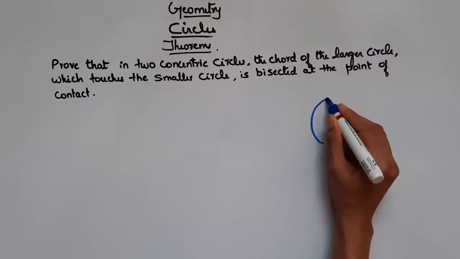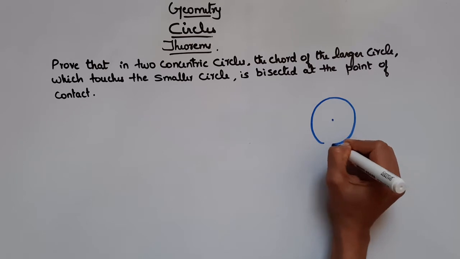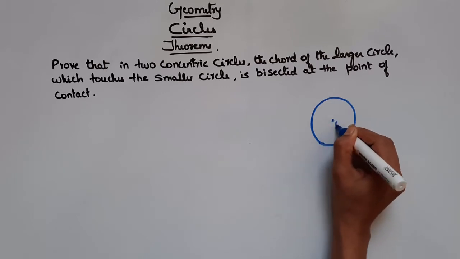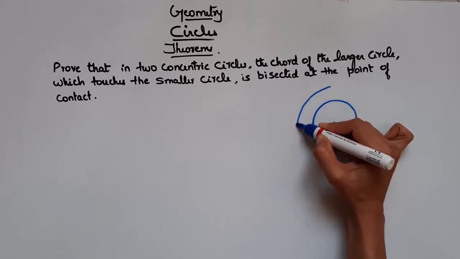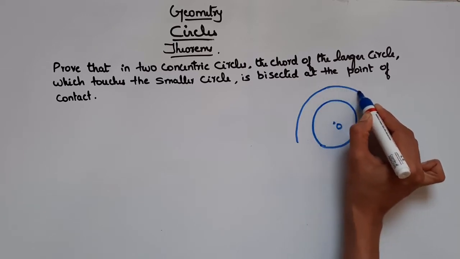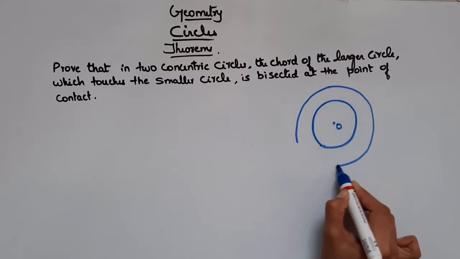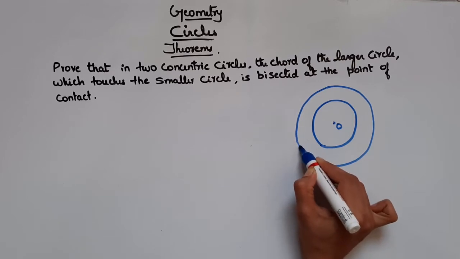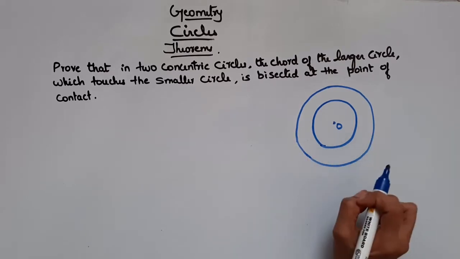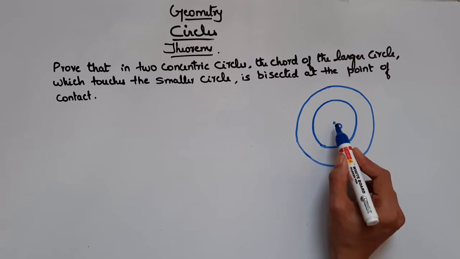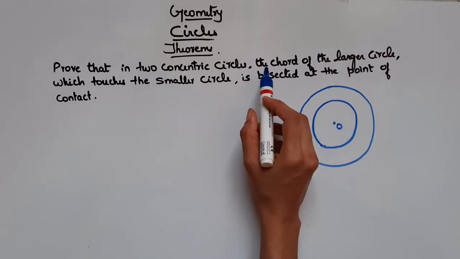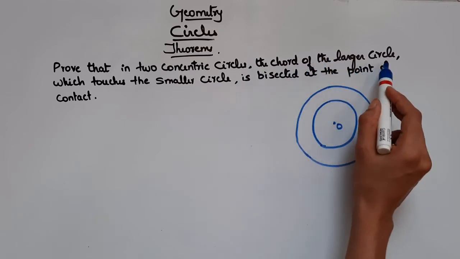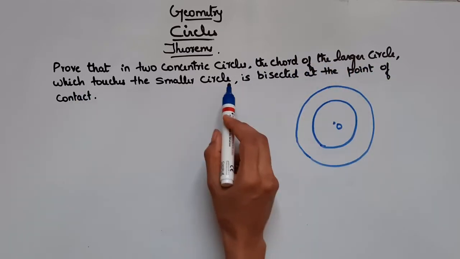So we have a circle 1 with center O. Now let's draw another circle with the same center, but a different radius. Now we have two concentric circles, right? Here the center is the same but the radii are different. So let's continue. It says the chord of the larger circle which touches the smaller circle.